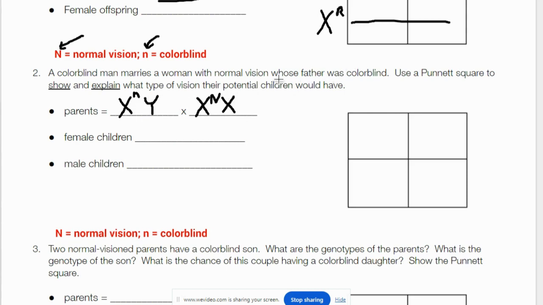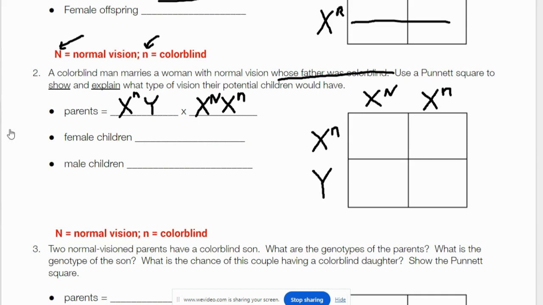But her father was colorblind. Her father was colorblind, so her dad had to have given her the little n. All right, so now we found the genotype of the parents. I'll put the mom on top. So half of her kids, she'll give the X, big N, normal. The other half of her kids are going to get her other chromosome, which has the colorblind allele. Father over here, he's colorblind. So to his daughters, he's going to give the X, little n, and to his sons, the boys, he's going to give the Y, nothing.